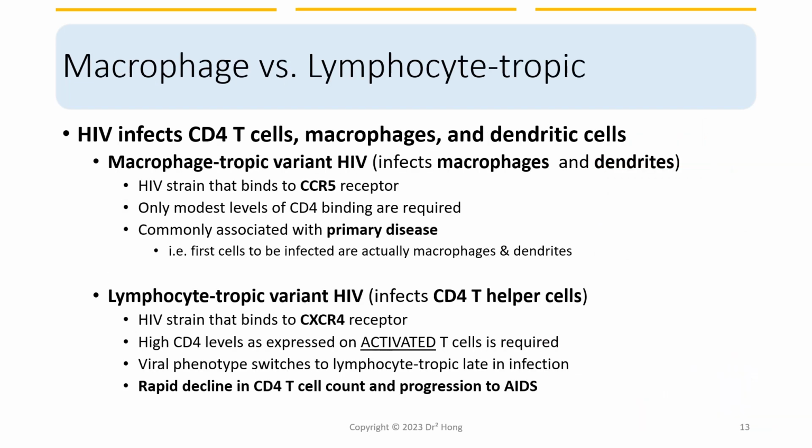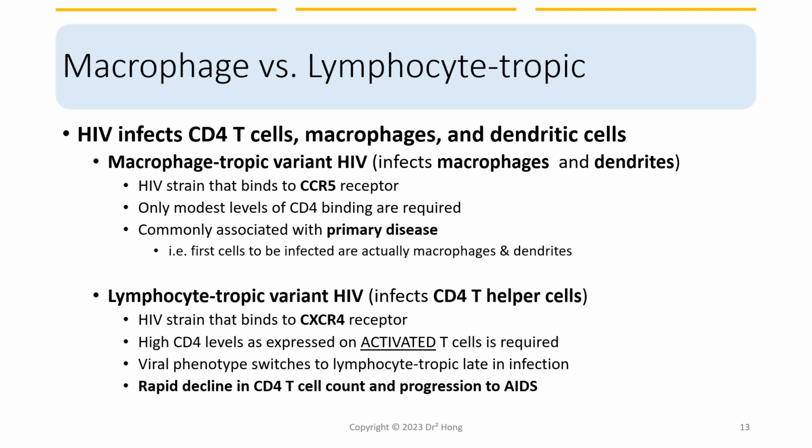Again, HIV is a virus that infects CD4 T cells, macrophages, and dendritic cells. And there are two main variants of HIV: macrophage tropic and lymphocyte tropic. The macrophage tropic variant of HIV infects macrophages, dendritic cells, and binds to the CCR5 receptor. Only modest levels of CD4 binding are required for this variant, which is commonly associated with the primary stage of disease. In other words, the first cells to be infected are actually macrophages and dendritic cells.